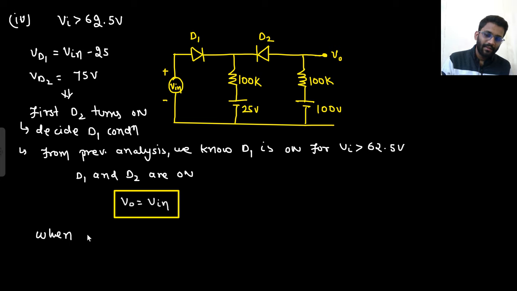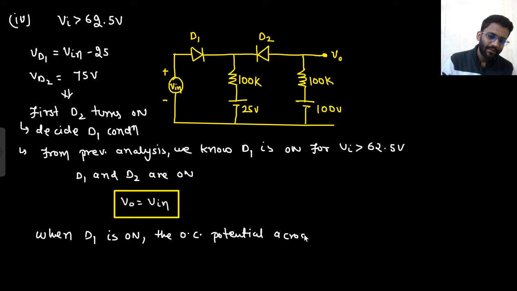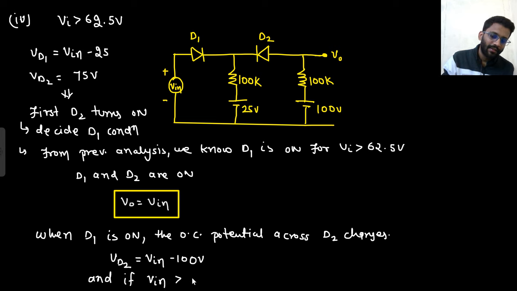When D1 is on, the open circuit potential across D2 changes. VD2 would become Vin minus 100 volt, and if Vin is greater than 100 volt, D2 will be off.